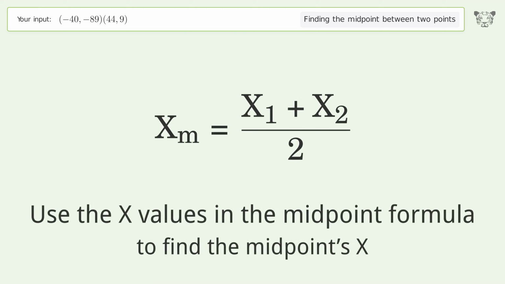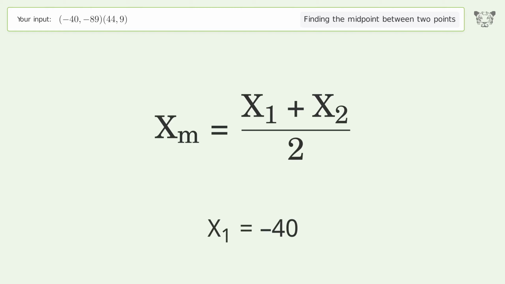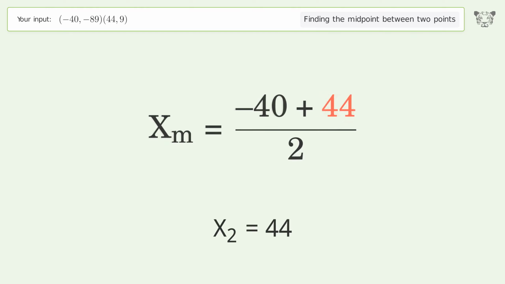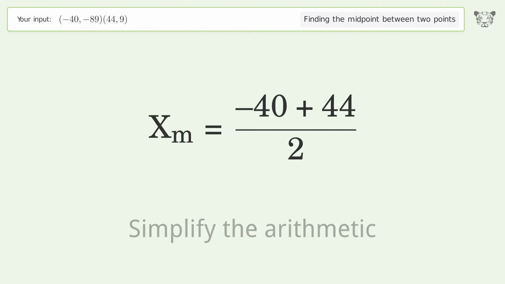Use the x values in the midpoint formula to find the midpoint's x. x1 equals -40. x2 equals 44. Simplify the arithmetic.